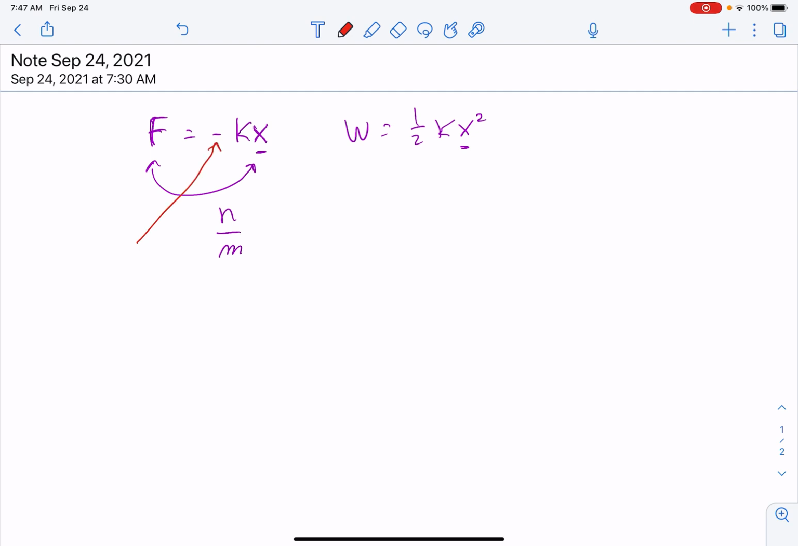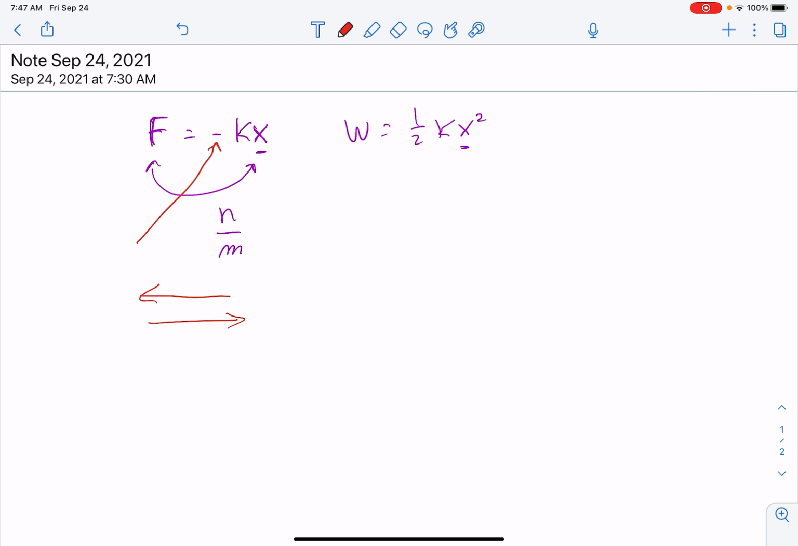The other thing you should notice is the fact that we've got a negative sign right there. And that is because when, let's say, I compress the spring this way, the spring wants to push back. We call that the restoring force. And since it's sort of an equal and opposite kind of force, that's where we get the negative sign from. It's a restoring force.